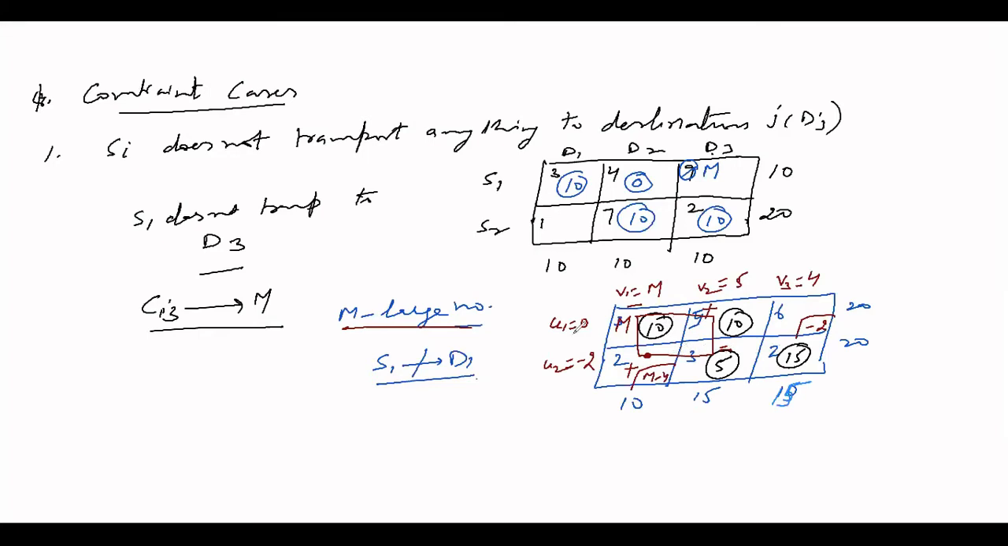Okay, next is the second case, when source i transports to destination j exactly alpha units. So how to handle that condition? So consider the problem.